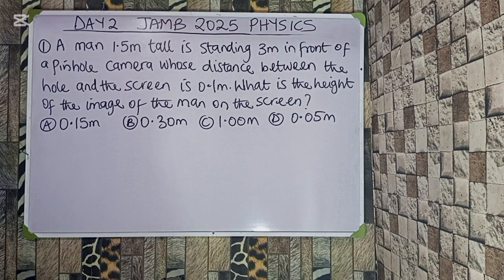A man 1.5 meters tall is standing 3 meters in front of a pinhole camera whose distance between the hole and the screen is 0.1 meters. What is the height of the image of the man on the screen? We have the following options. Option A, 0.15 meters. Option B, 0.30 meters. Option C, 1.00 meters. Option D, 0.05 meters.